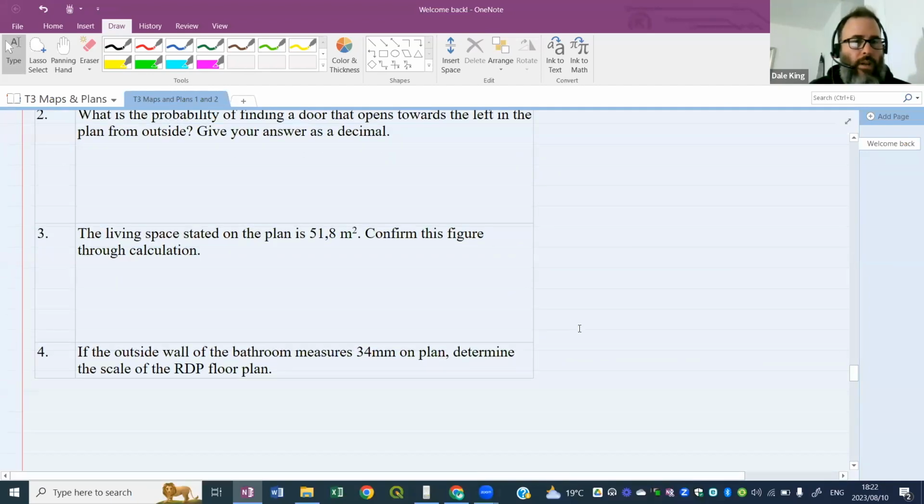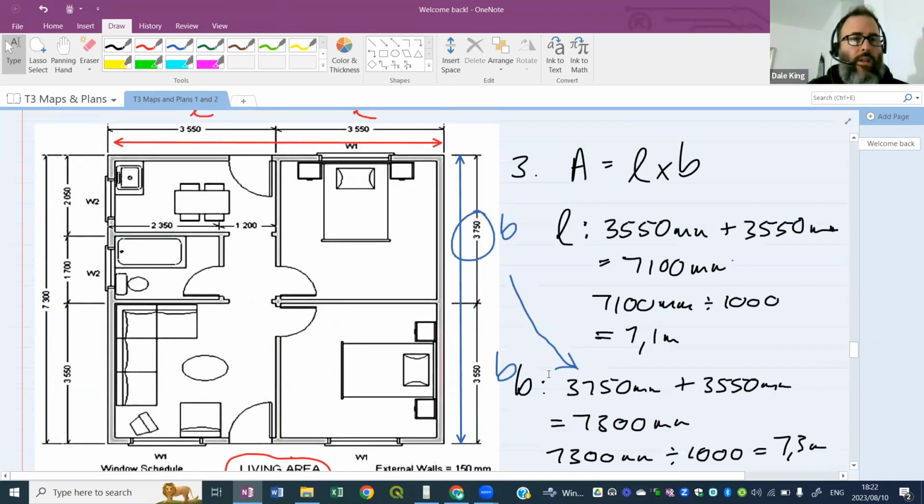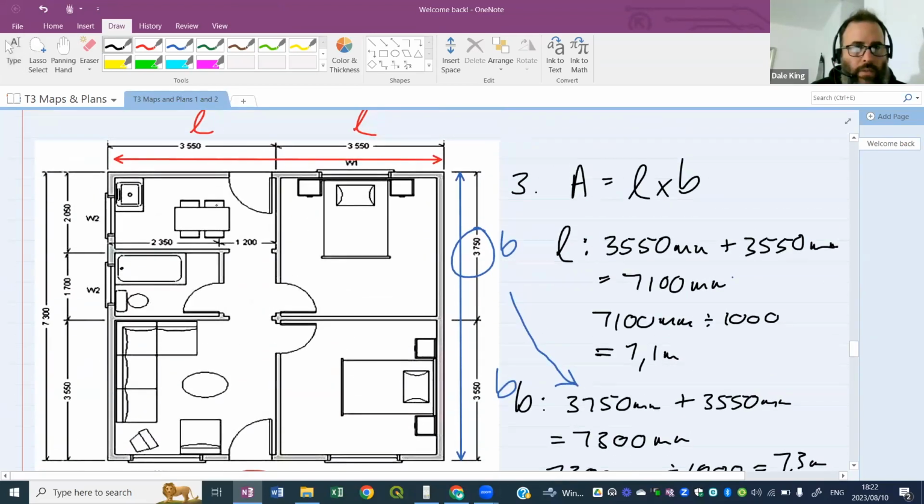Question 4. If the outside wall of the bathroom measures 34 millimeters on the plan, determine the scale of this floor plan. All right. So if the outside wall of the bathroom measures 34 millimeters, determine the scale of the plan. The outside wall of the bathroom. That must be this one on the right-hand side, yeah. And that measures 34.